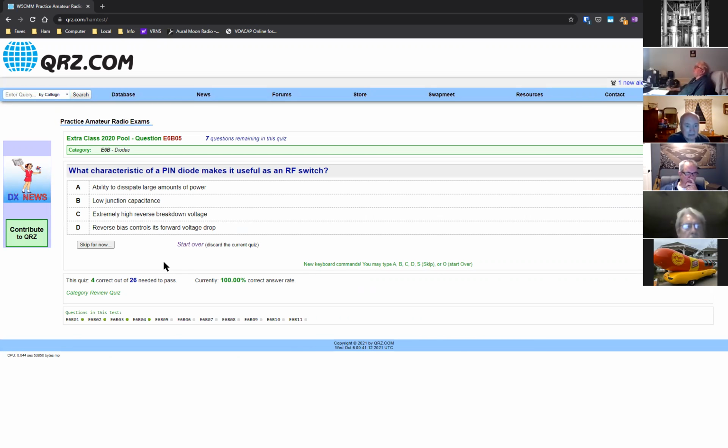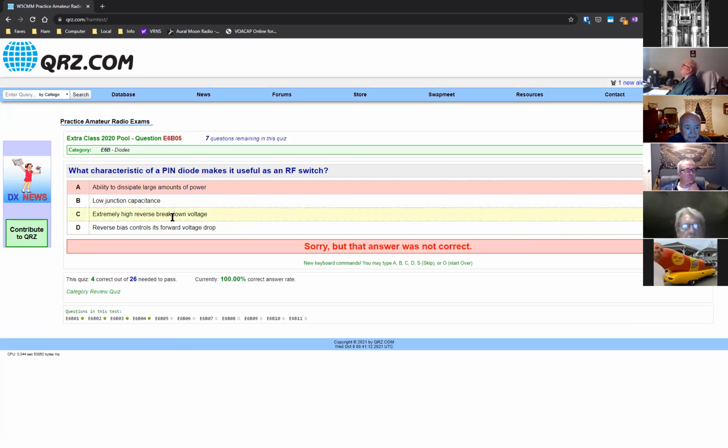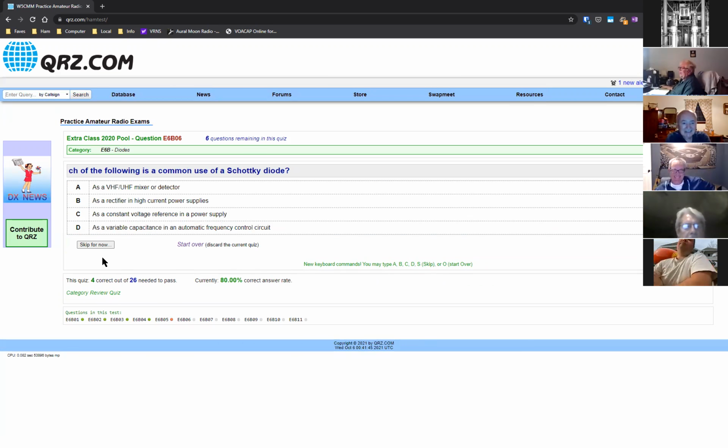What characteristic of a PIN diode makes it useful as an RF switch? A. No. C. No. B. Looks like low junction capacitance. That's not on the test. Is that the one that got dropped? Hopefully.